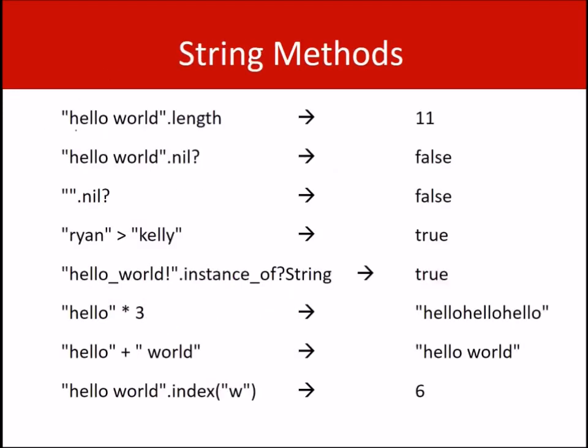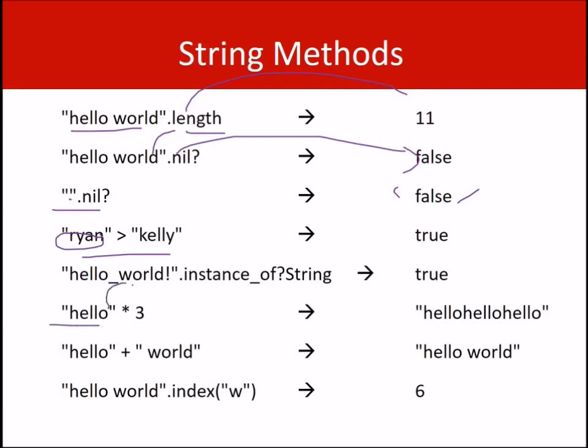Then you have string methods. Just call string dot length, you'll get the length. You just say dot nil?, it will be false, because "hello world" contains something, so it will not be true. Then this is nil, so dot nil? has to be true actually. And "Ryan" greater than "Kelly", is it? Yes, of course, because in a chronological or alphabetical way, it is true. So hope you can understand this.